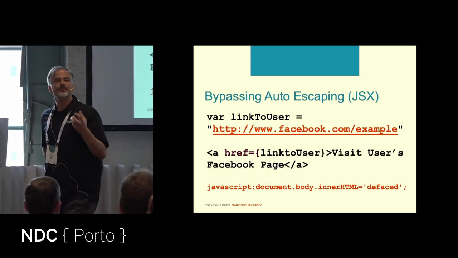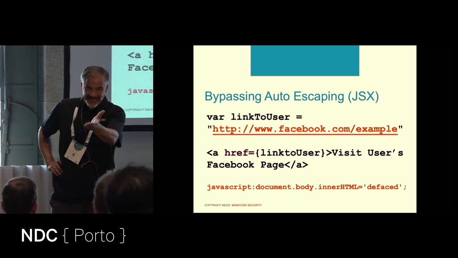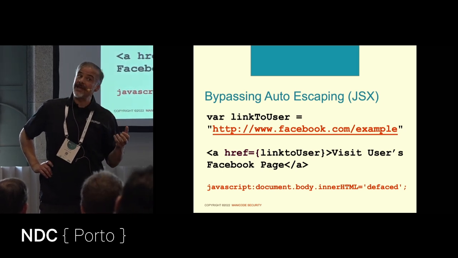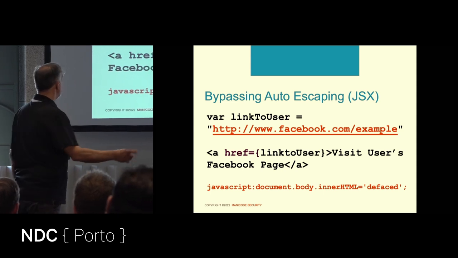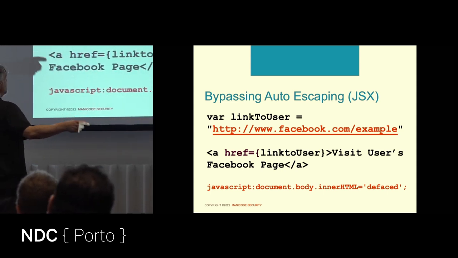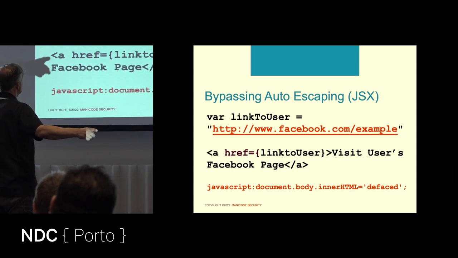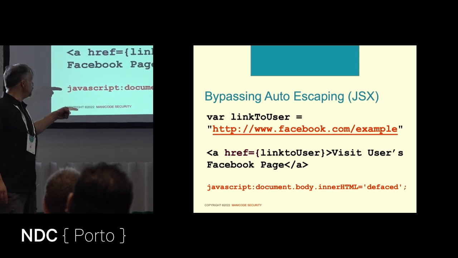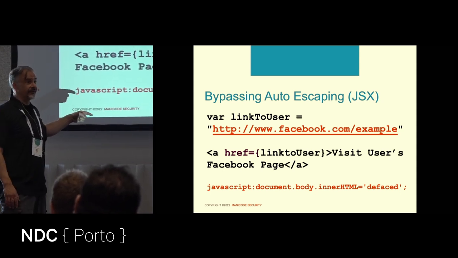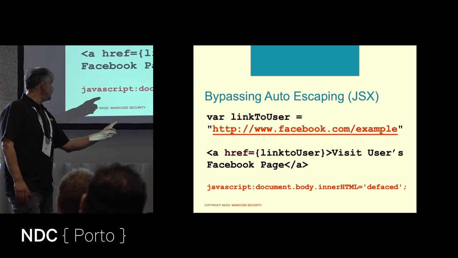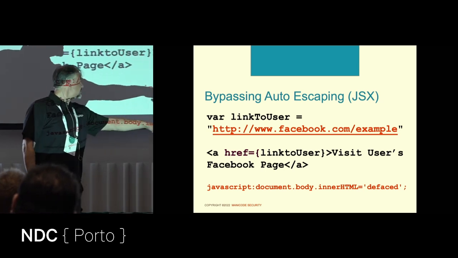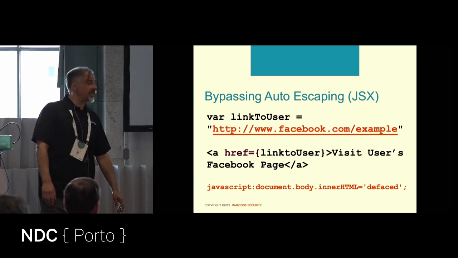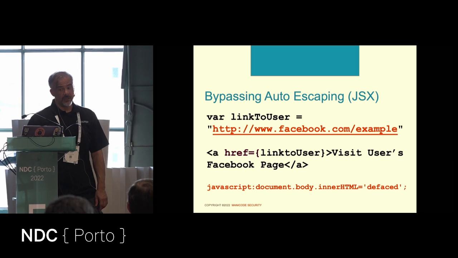Suppose we have a social media feature, and I ask you, give me your homepage, a common feature. You enter in your homepage, I make sure it's a valid URL, then I'll put your homepage in an anchor tag, visit user's Facebook page or whatever, and I just send a URL that looks like this. Is this a legal URL? Yes, it is. Try it in the browser with the page open, it will execute JavaScript, document body, enter HTML, and I defaced your website virtually. And I just bypassed JSX by default in React and Vue.